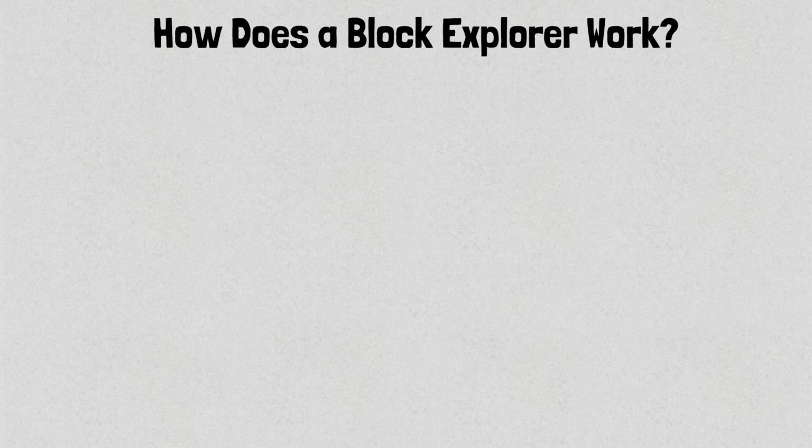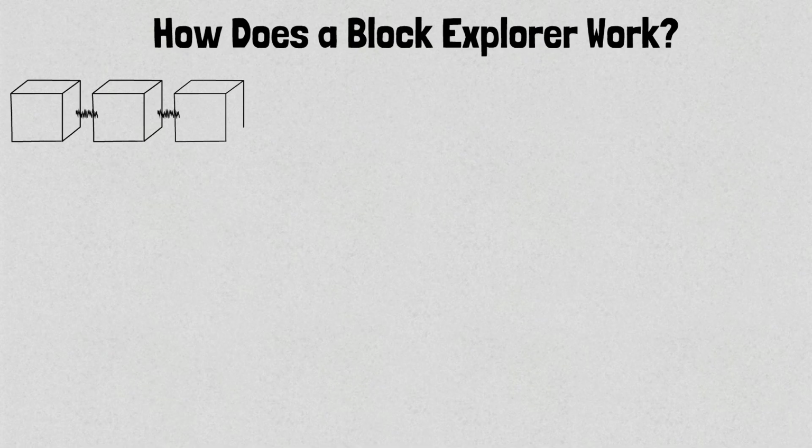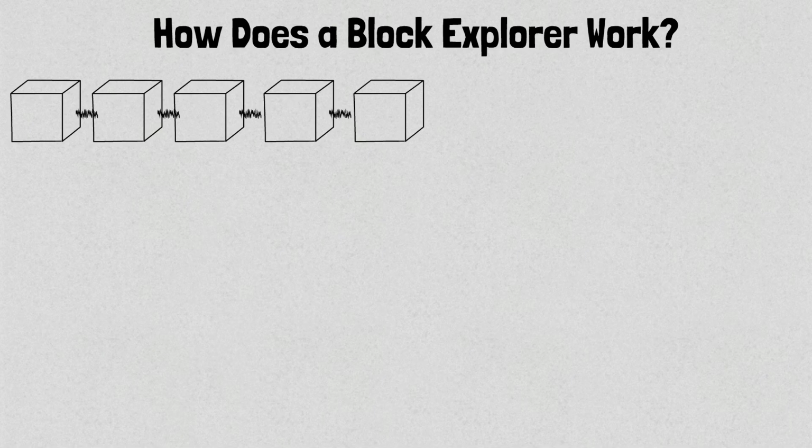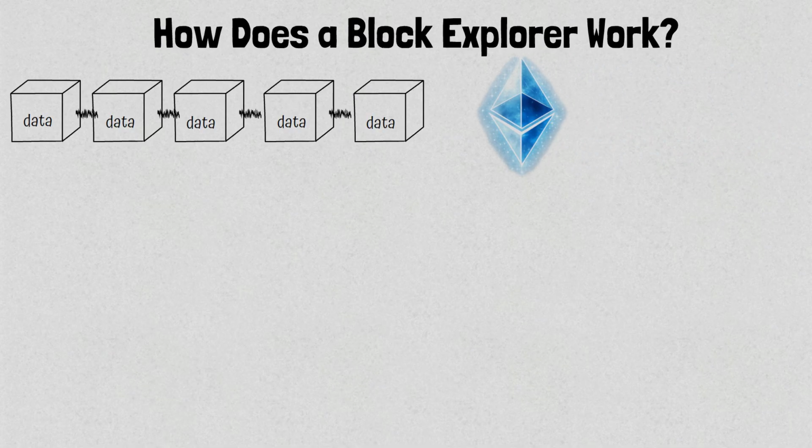To understand how it works, let's quickly look at what a blockchain is made of. A blockchain consists of a long chain of blocks. Each block contains information that has been recorded at a certain moment in time. Depending on the blockchain, the block can contain different types of data. But on public crypto blockchains like Ethereum, the most common and important data stored inside a block are transactions.